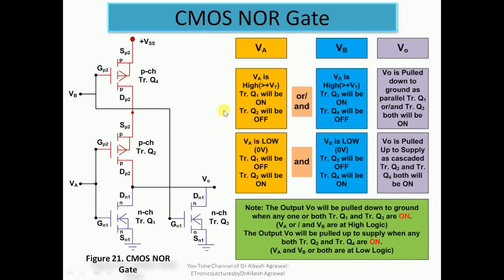So we can see how the CMOS NOR gate is designed and how it works. You can also read this table in order to understand what I have told. So here it is written: the output V0 is pulled down to ground when any one of the transistors Q1 and Q3 is on. So if any one transistor is on, output is pulled down to ground, and the output V0 is pulled up to supply in only one case, when both transistors Q2 and Q4 are on. That is, VA and VB both are at low logic.